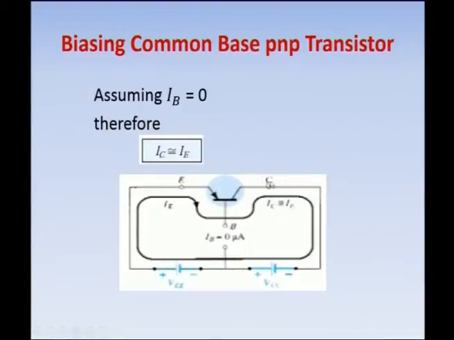Emitter is the input terminal and collector is the output terminal, and the input junction is forward biased, the output junction is reverse biased. So, the emitter current is flowing to the collector through the base. We are assuming the base current as 0, so almost all the emitter current will flow through the collector terminal, and the equation becomes IC is approximately equal to IE when we consider the base current as 0.